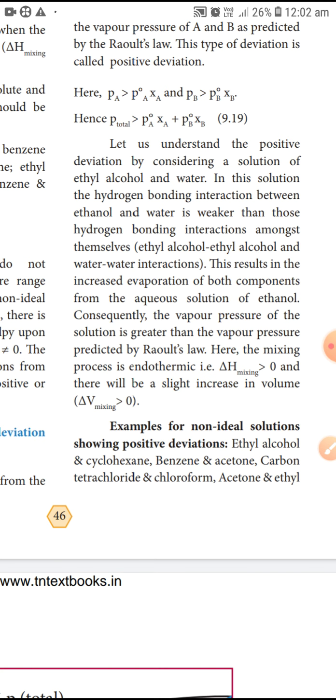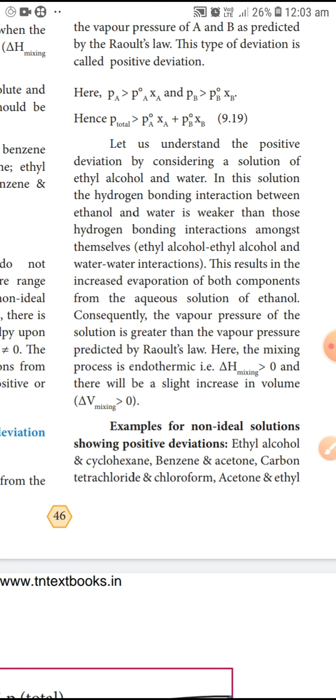So for positive deviation from Raoult's law, taking two components A and B, the molecules are combined by intermolecular attractive force. The vapor pressure of such a non-ideal solution increases. It is greater than the vapor pressure of A and B predicted by Raoult's law. So PA is greater than P0A XA and PB is greater than P0B XB. Hence P total is greater than P0A XA plus P0B XB.